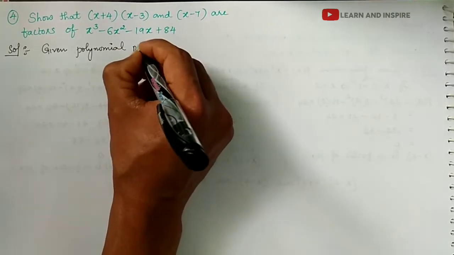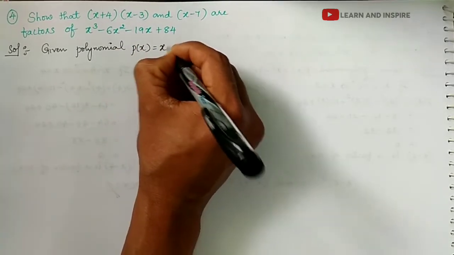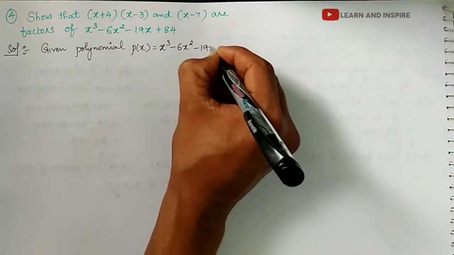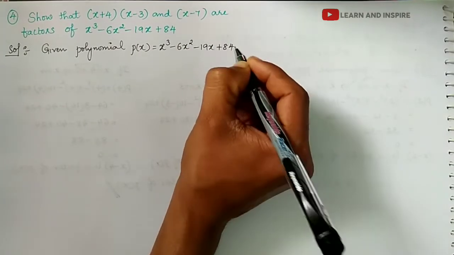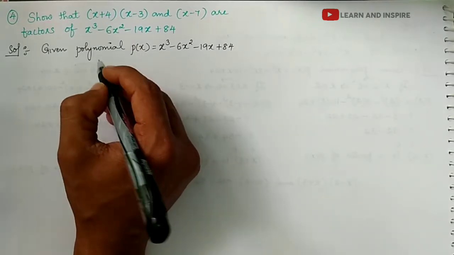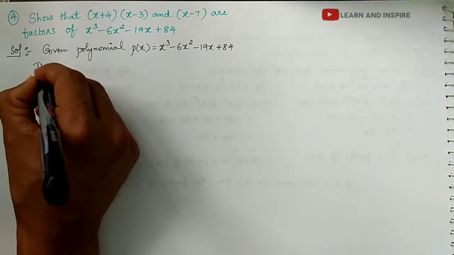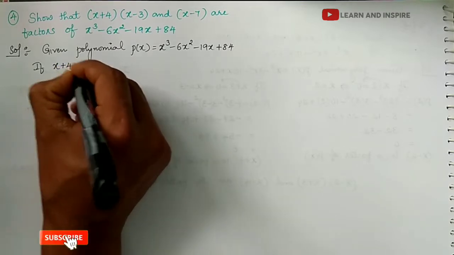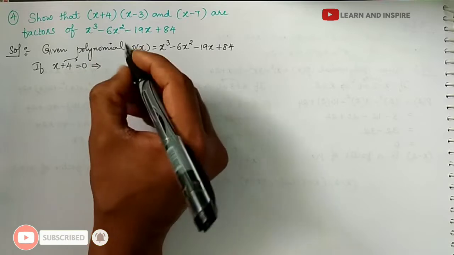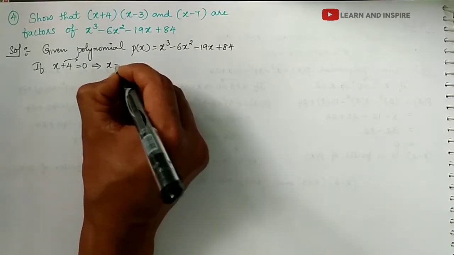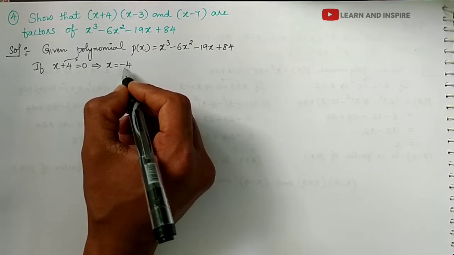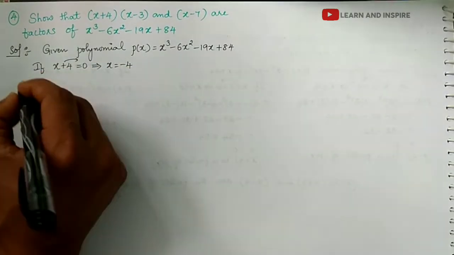So I take this as p of x equals x cube minus 6x square minus 19x plus 84. Okay, what is the first one? x plus 4. So I take the first one. If x plus 4 equals 0, that implies by transposing plus 4, it becomes minus 4. x is equal to minus 4. So we have to substitute x equals minus 4 in the given polynomial.